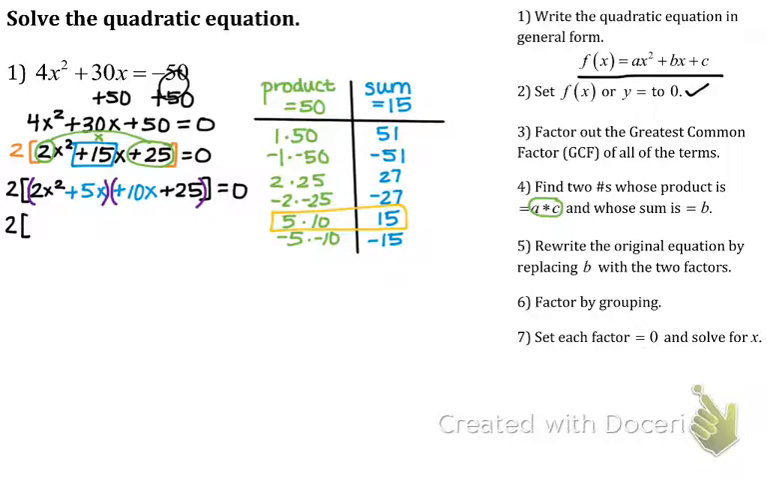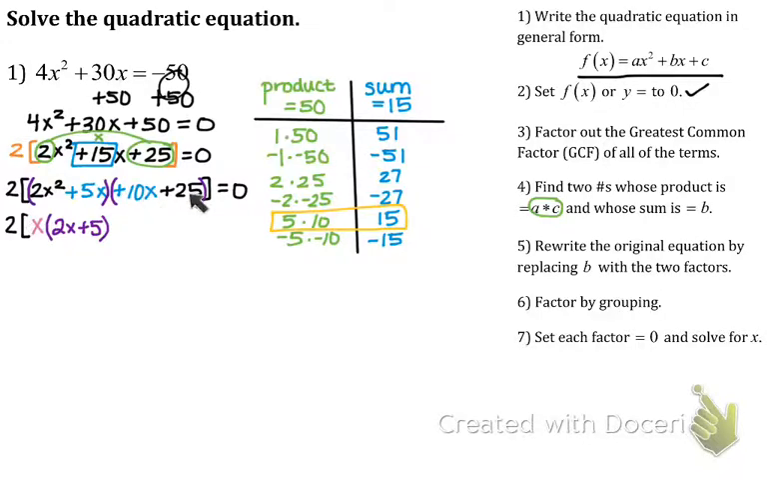So what can I factor out of 2x squared plus 5x? What do they both have in common? Well, I can't factor out a coefficient without getting a decimal, but I do know that they both have an x in common. So I can divide both of these terms by x. 2x squared divided by x will just be 2x, and 5x divided by x is just plus 5. So that is my first factor.